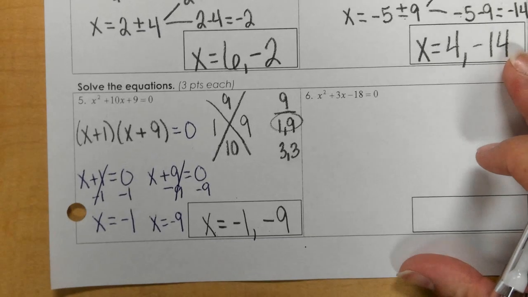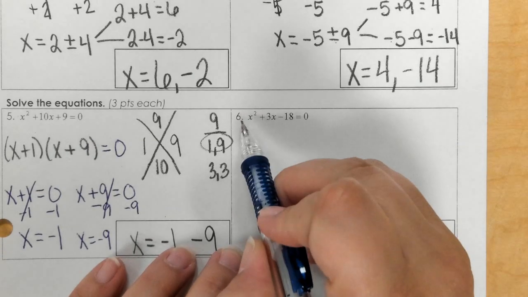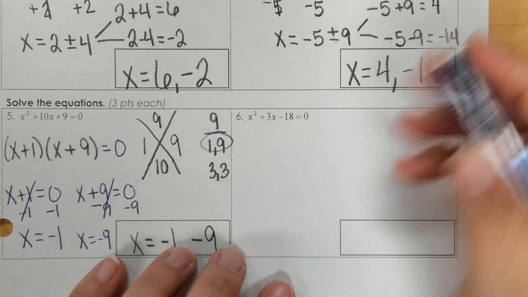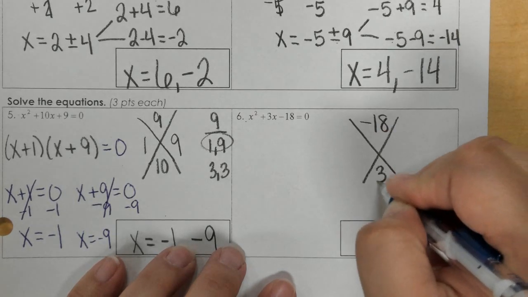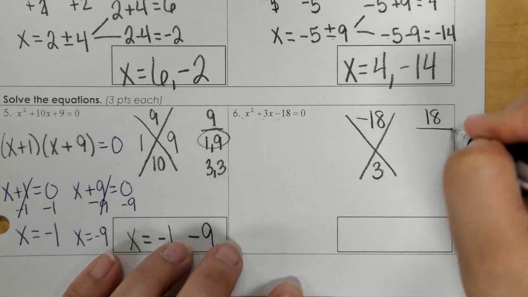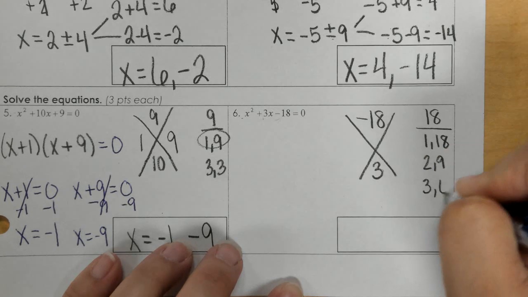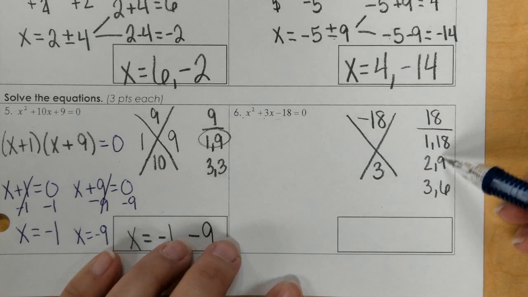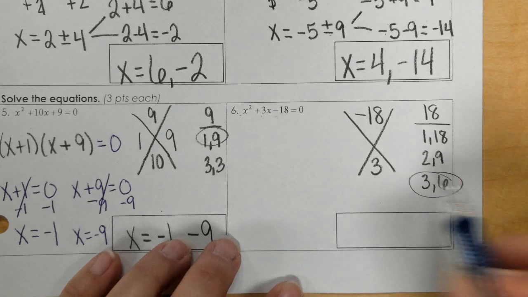Okay, and then lastly, number 6. Again, this is just x factor. So 1 times negative 18 is negative 18. And we have to get to the middle number, which is a positive 3. So factors of 18. Which one of these can add or subtract to make a 3? And it would be 3 and 6.